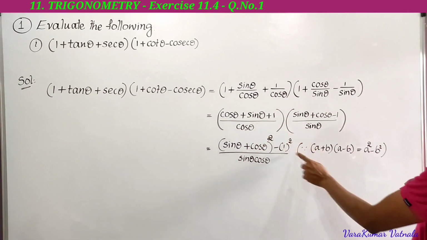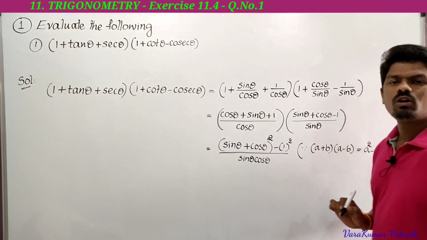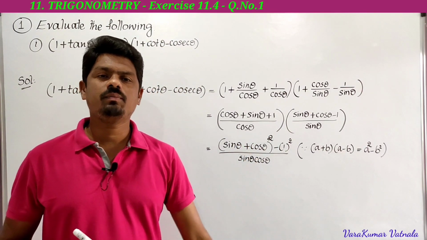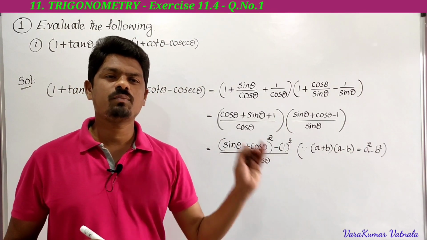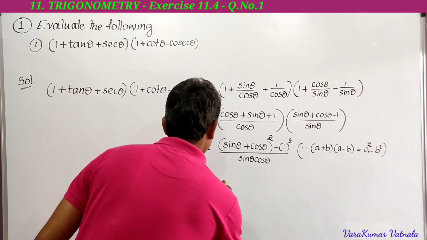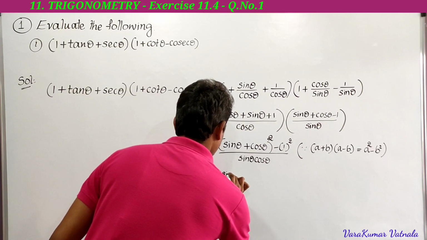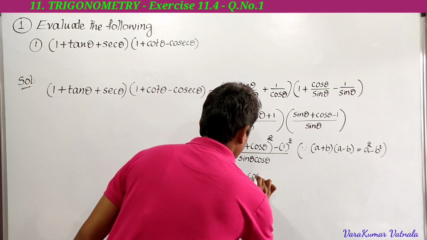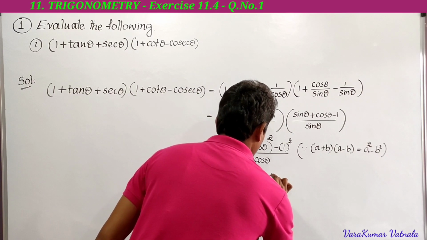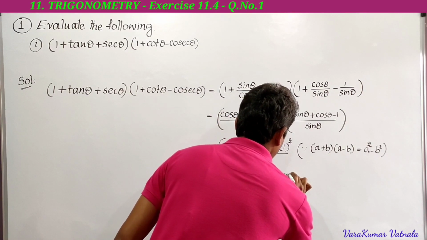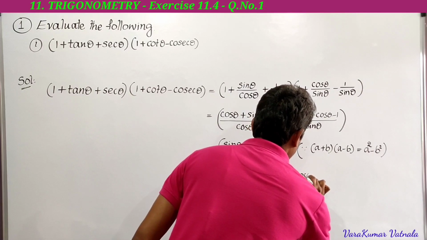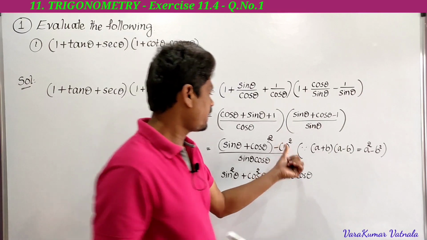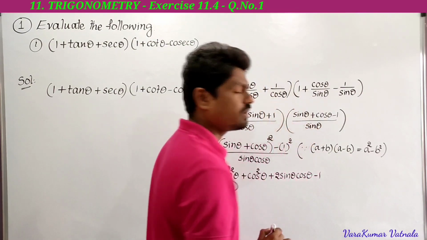Using this formula we have written (A plus B)(A minus B) is equal to A square minus B square. Now it is in the form (A plus B) whole square. (A plus B) whole square is A square plus B square plus 2AB. So using that we have to expand. A square is sin square theta, B square is cos square theta, plus 2AB is 2 sin theta into cos theta. So we have expanded (A plus B) whole square, minus 1 square. 1 square is 1 into 1, 1 only.